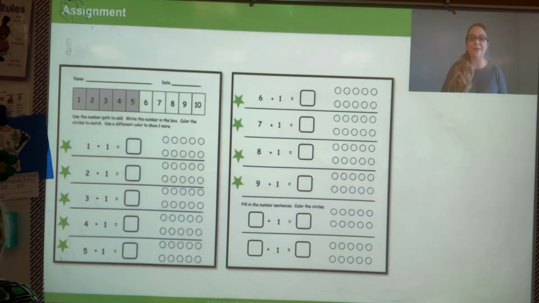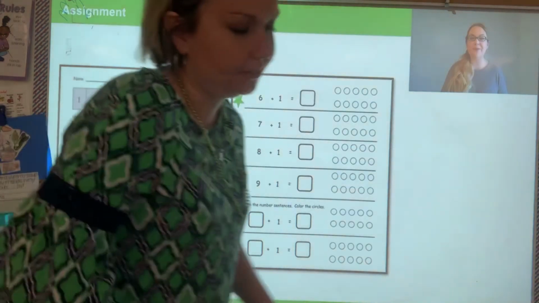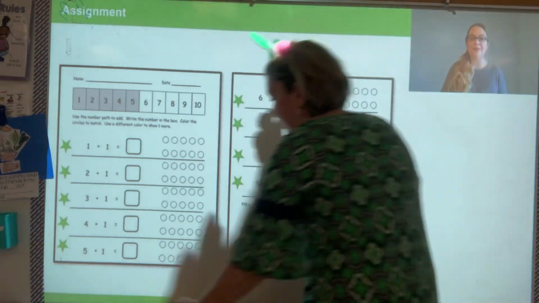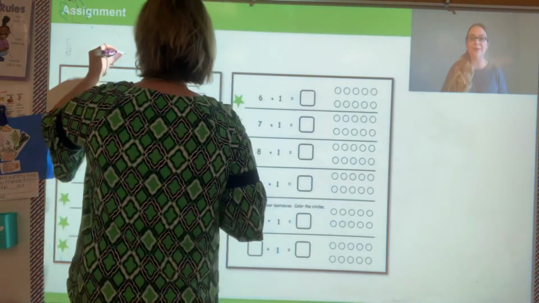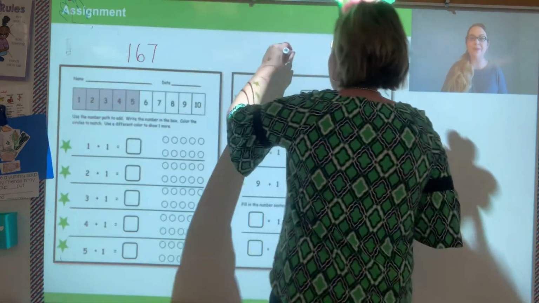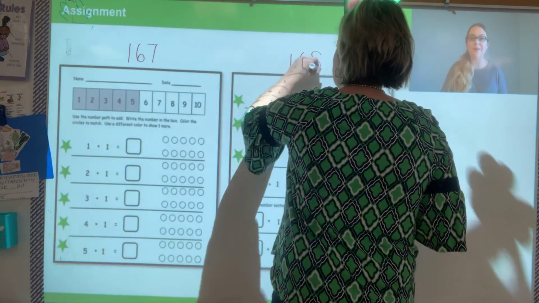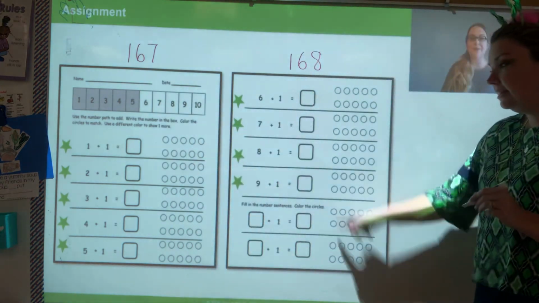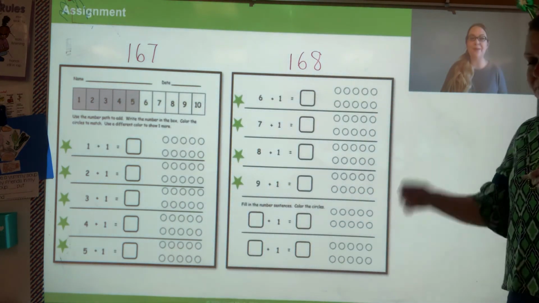Okay, look at it in this in our Learn book with the blue stripe. I'm getting ready to tell you the page number. The page number is page 167. 167 and 168. They've given you a number path for this page. You might need your number path for this one.